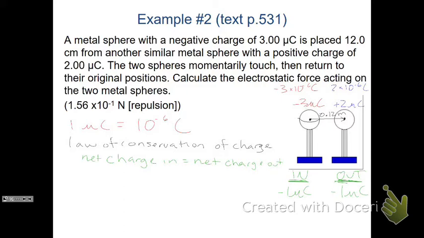So this is our net charge of negative 1, and we have 2 spheres present, right? So we'll just divide that by 2, which equals each sphere having a charge of negative 0.5 microcoulombs.